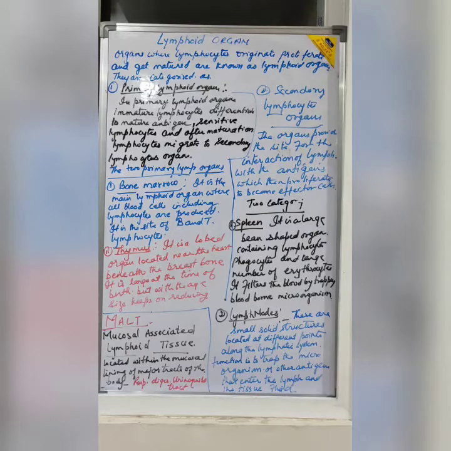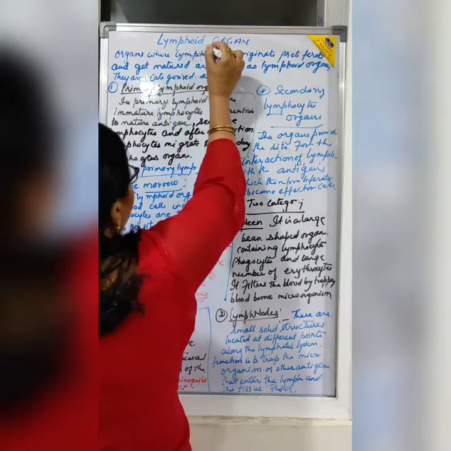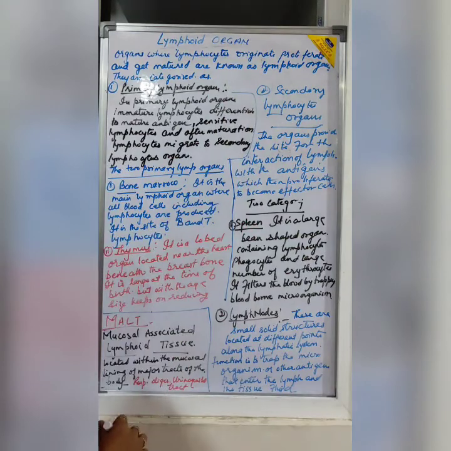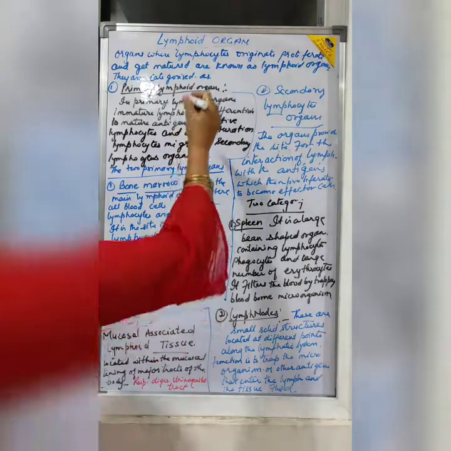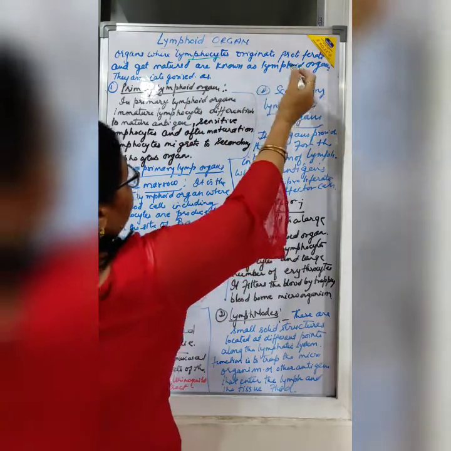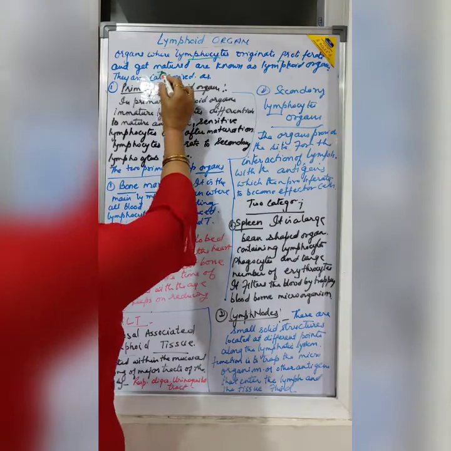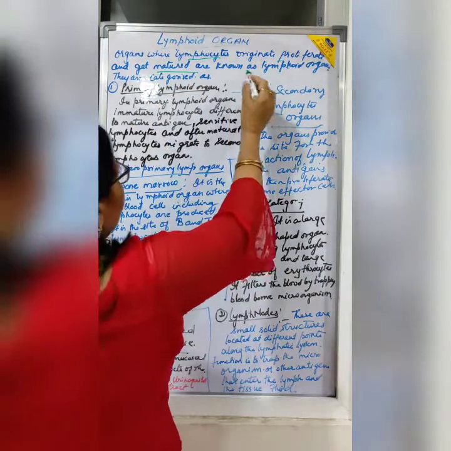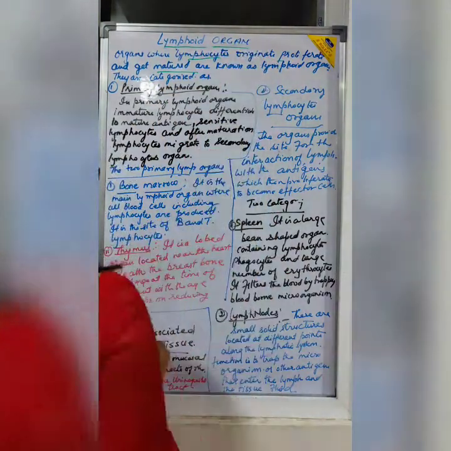Our next topic is lymphoid organs. These are the organs where lymphocytes originate. Lymphocytes are WBCs. The organs where they originate, proliferate and get matured are known as lymphoid organs.